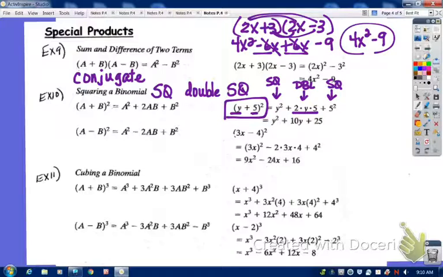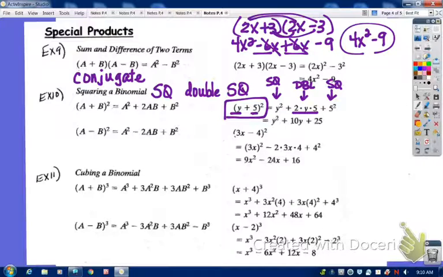And you'll actually do this shortcut in your head. You'll square the y, you get y squared. You'll multiply y times 5, that's 5y. You double 5y, that gives you 10y. And then you square the 5, 5 squared is 25. So you'll actually do square, double square in your head. All right. Right underneath a plus b squared is a minus b squared. It's still the same thing. Square, double square. We'll actually look at some examples in just a second.